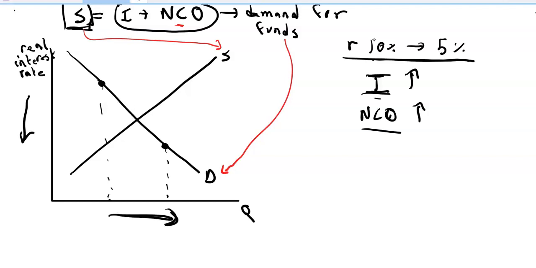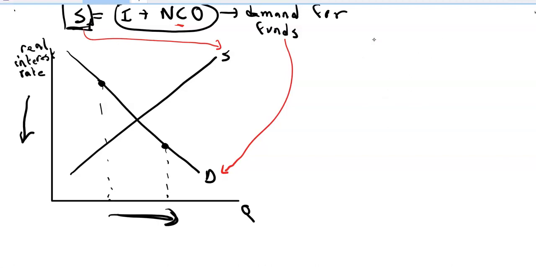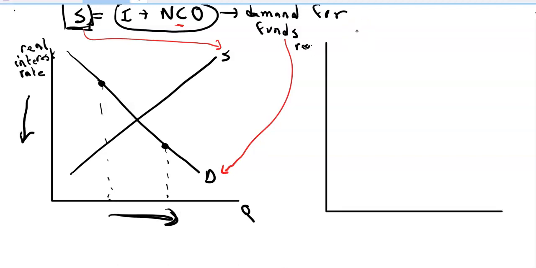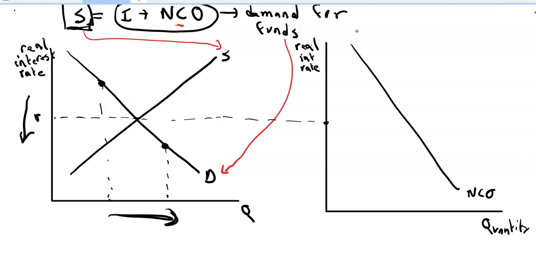So from here, how is this related to NCO? Because NCO is part of this, we look at the real interest rate and quantity. Once the interest rate has been fixed right here, we can see this is the NCO. Even though this is just looking at NCO separately, this includes I plus NCO, so we can see how changes in interest rate affect NCO.